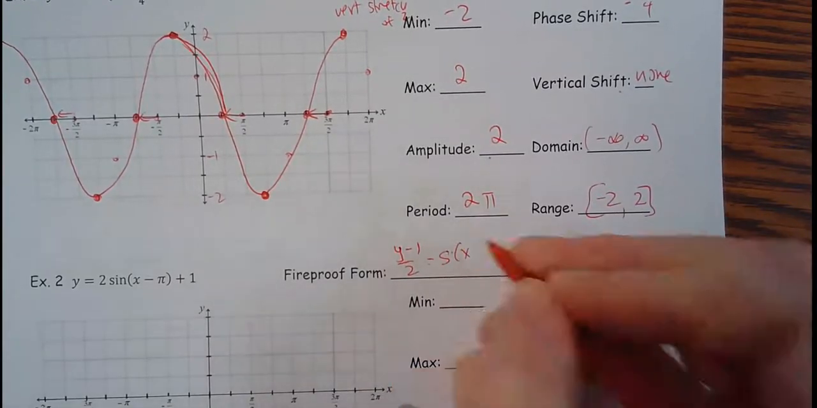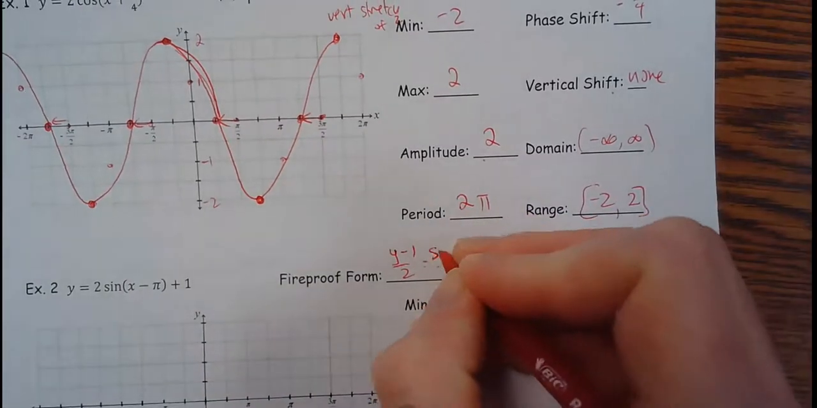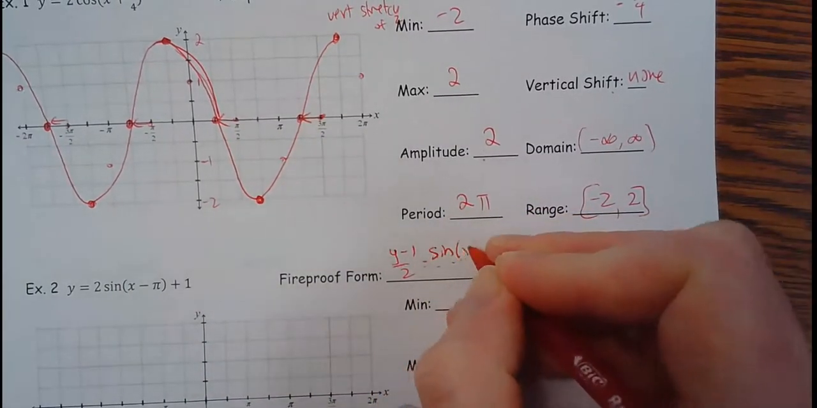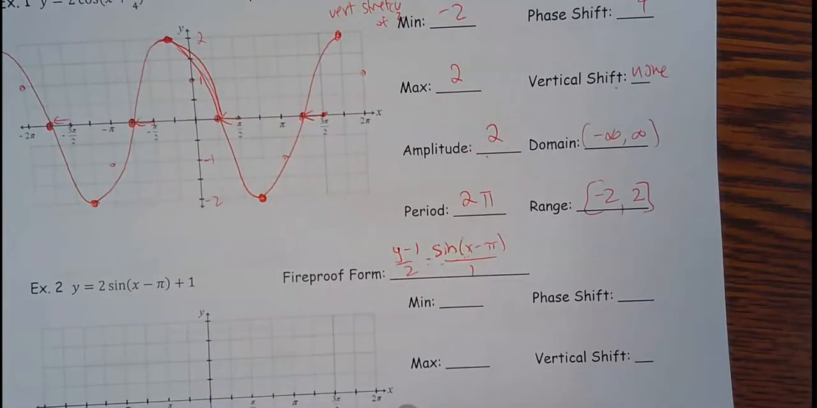Whoops. Yeah, there was a lot. I didn't like the way I wrote that, so I'm going to use some white out. So sine of (x minus pi) over 1.